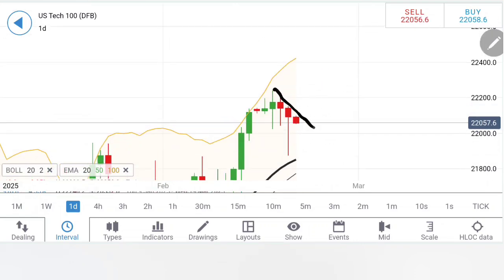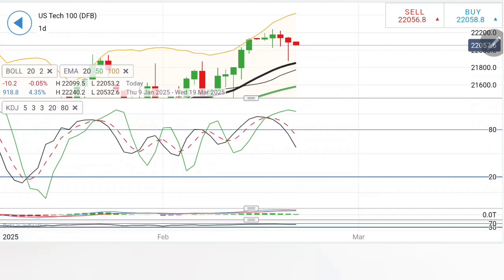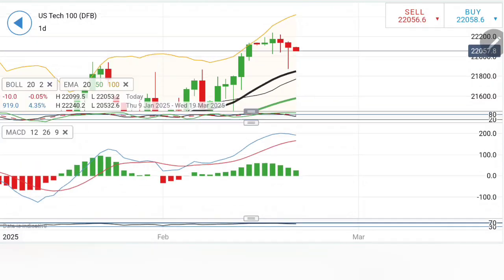But today, if you look, lower highs are seen. It has started on a flat note. Possibility is there that it may either try to deliver higher lows or hit lower lows, which means the 21,800, 760 zone. Indicators are trying to cool down here on the daily chart.